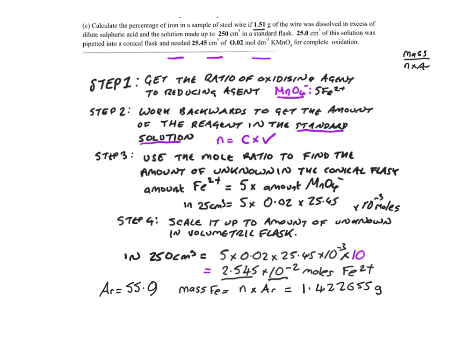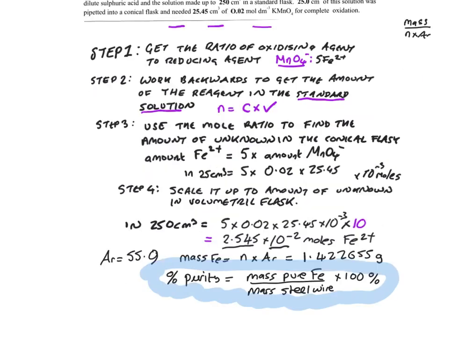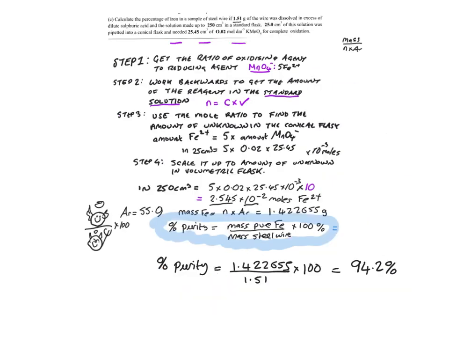1.422655. So all that remains now is to find out the percentage purity. So the percentage purity is the mass of the pure divided by the mass of the impure. In this case, that's the steel wire with all sorts of other elements in there, times by 100. And the answer to 3 significant figures is 94.2%, which makes sense because steel is nearly all iron.